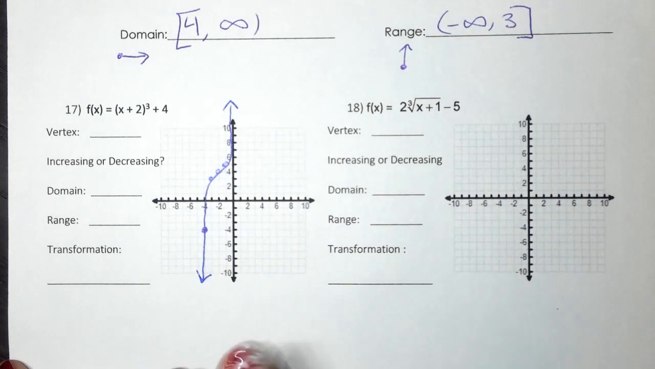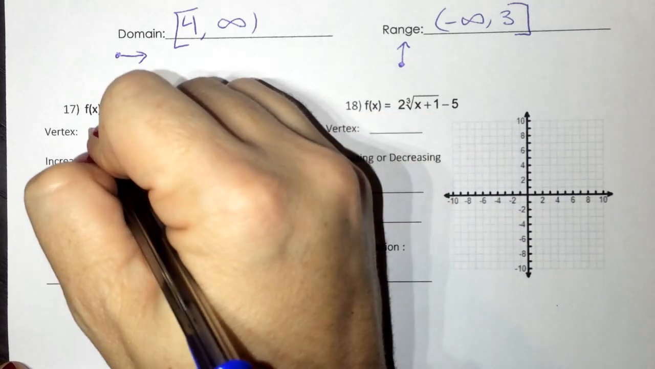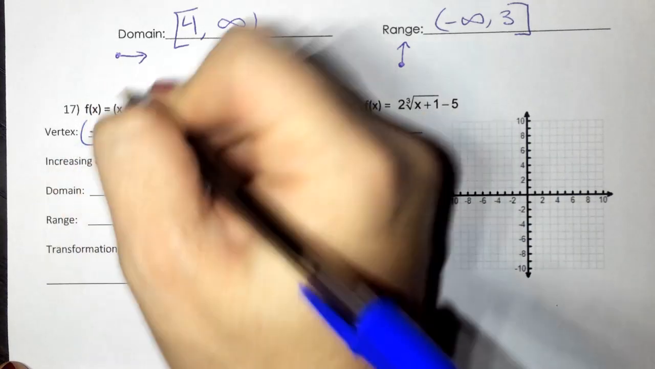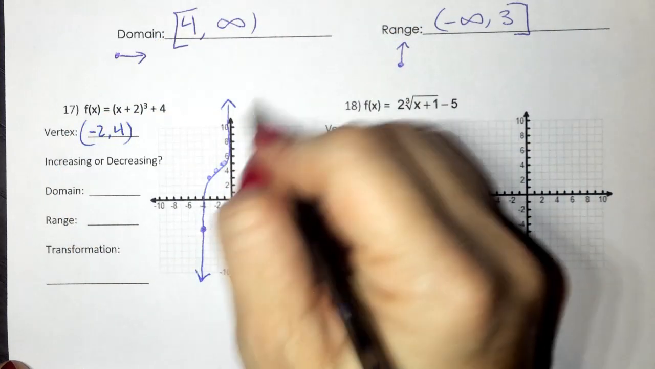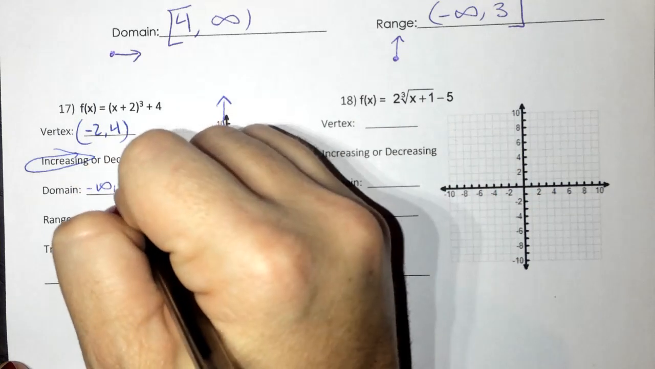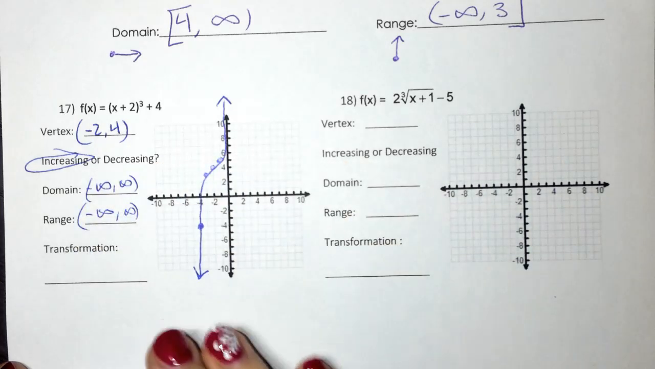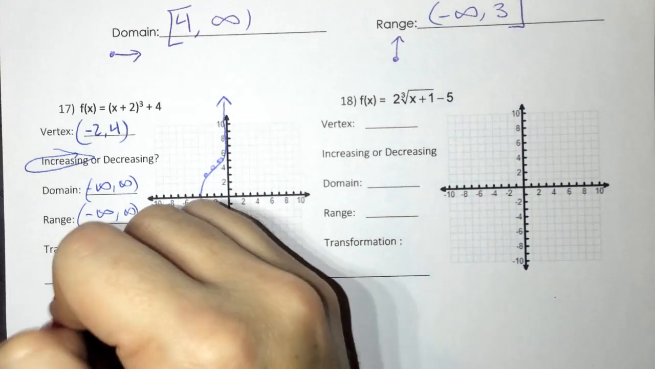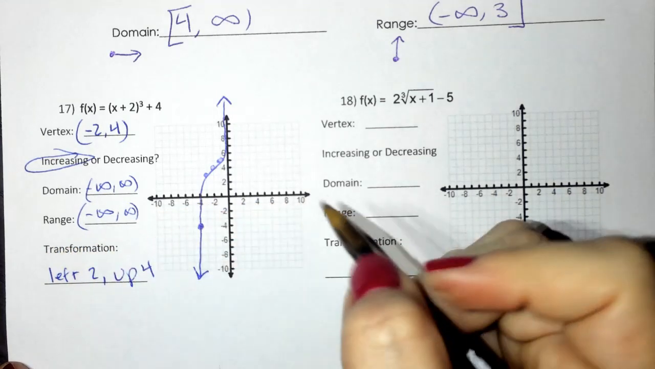Okay, and my vertex, remember, is the middle point of the bunch of 3. So -2, 4. Remember, you could also say opposite of the inside, exact outside, to find this. And it's increasing from left to right. Remember, domain and range for cubes is all real numbers, negative infinity to positive infinity. So this transformed left 2, up 4, and there was nothing else.